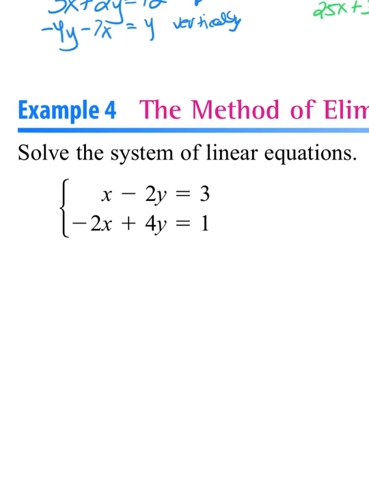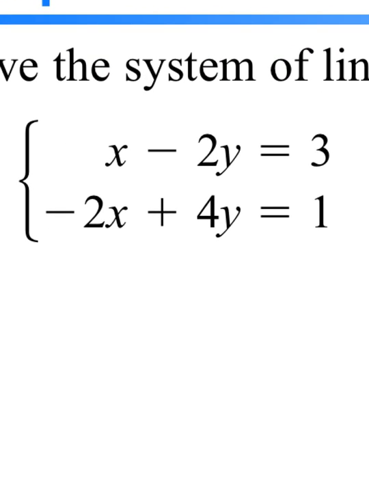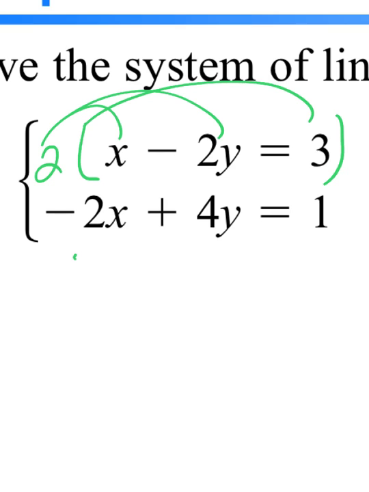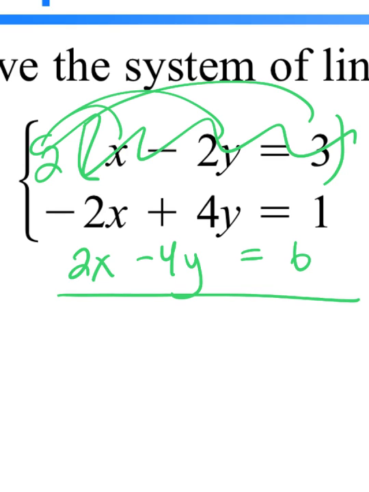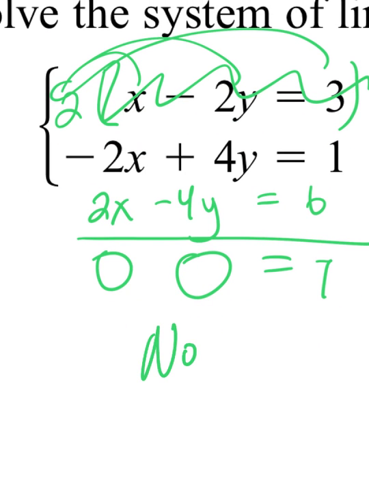Solve the system of linear equations. What do you guys want to get rid of first? Multiply the top by 2. Okay, you want to get rid of the x's? Yeah. Okay. So multiply the whole top by 2. So it's 2x minus 4y equals 6. When I add down, what's negative 2 and positive 2? 0. What's negative 4 and positive 4? 0. Equals 7. Does 0 ever in life equal 7? No. No solution.